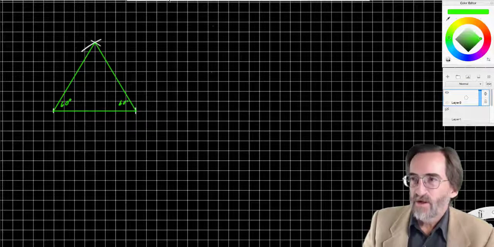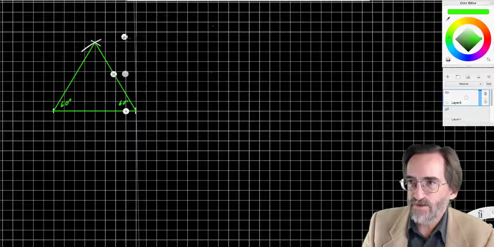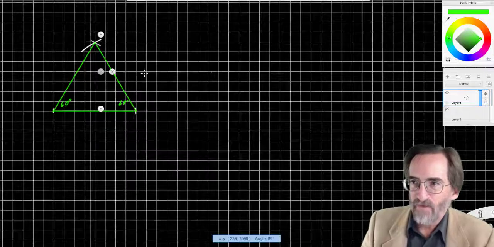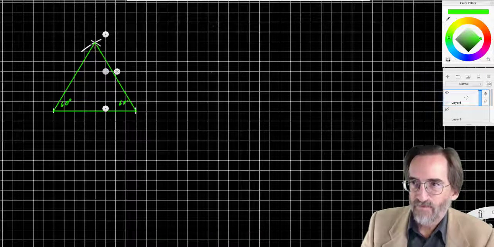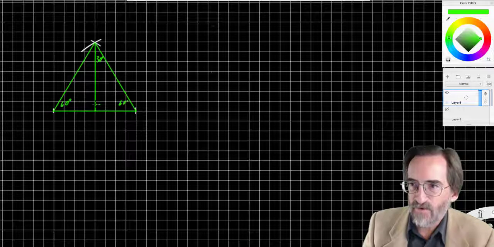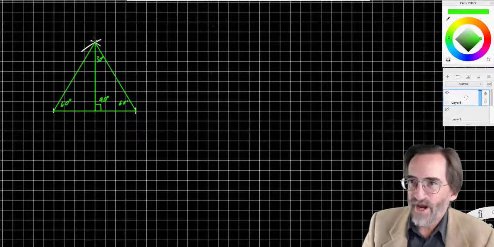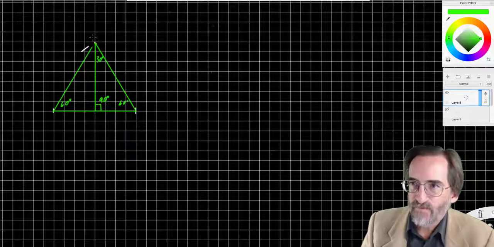Okay, but if I divide this triangle in half, just like I did the square before, it makes another special triangle. Half of 60 is 30. So this angle is 30 degrees, and this angle is 90. So that makes the 30-60-90 triangle. And it's half of an equilateral triangle. That's where it comes from.